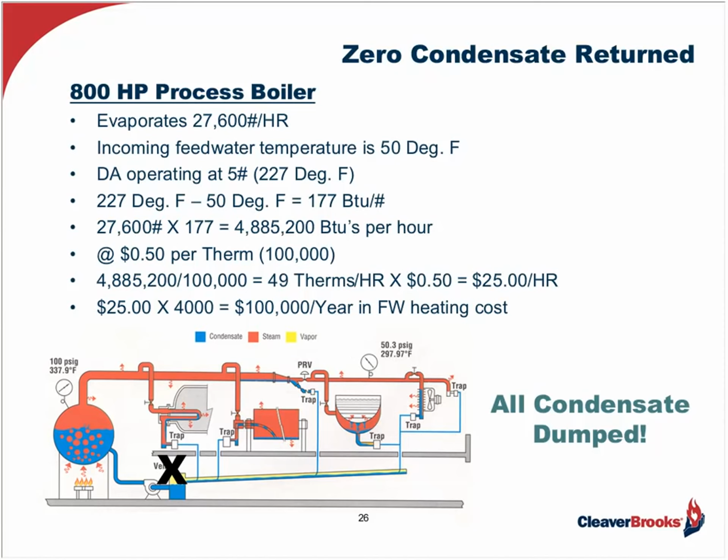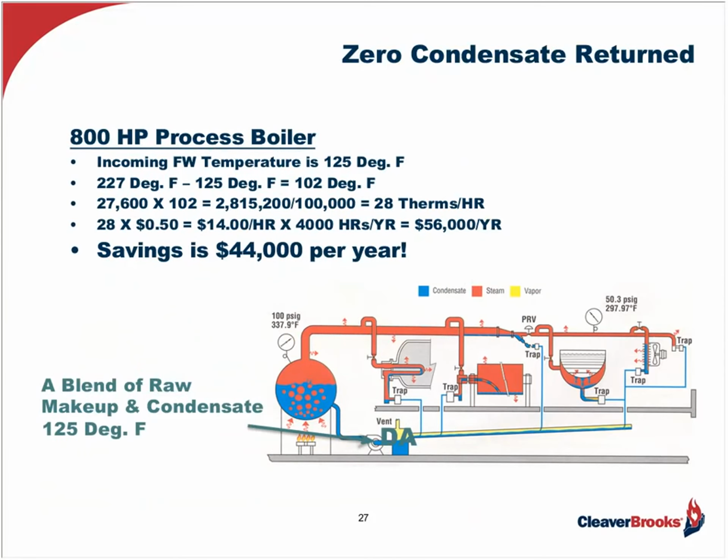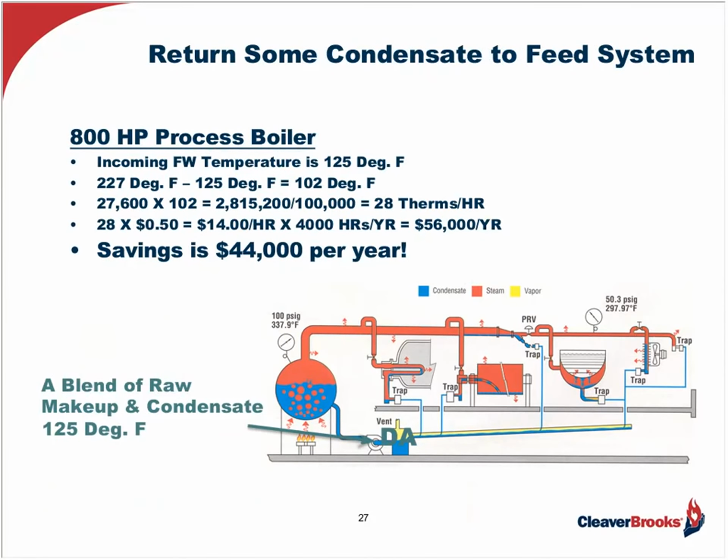Now, on the other hand, let's say we returned a portion of the condensate, giving us a blend of feed water temperature equaling 125 degrees Fahrenheit. Now all we have to do is add 102 BTUs per pound of water, which equates to 28 therms times 50 cents is $14 an hour times 4,000 hours, $56,000 a year, or a savings of $44,000 a year because we returned that condensate. So it always pays to return as much clean condensate as possible to maximize efficiency, regardless if we're using a deaerator or a vented receiver.